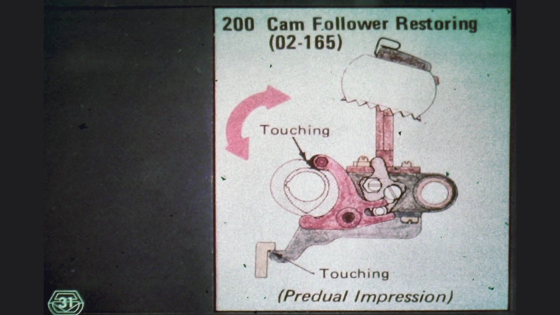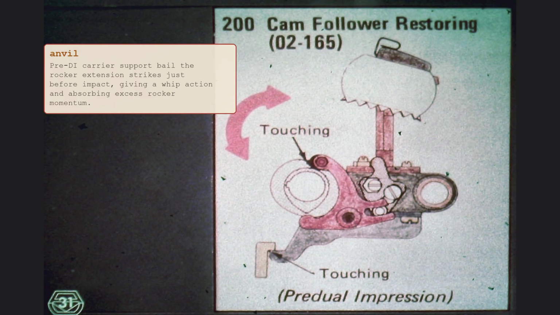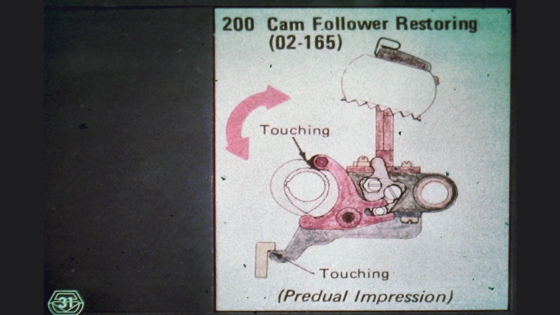On pre-dual impression machines, the carrier support rail also performs the function of the segment ring found on the traditional type bar machines. Whenever we made our ring and cylinder adjustments on the type bar machines, we made them so that the type bar would first hit against the ring on the segment, and then, with a whip action, cause the imprint or impression on the paper. The same feature was designed into the pre-dual impression machines, on which the carrier support bail was called the anvil. The extension underneath the rocker hits the bent portion of the anvil just before printing the character on the paper.